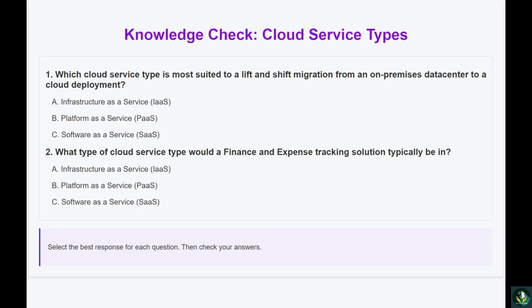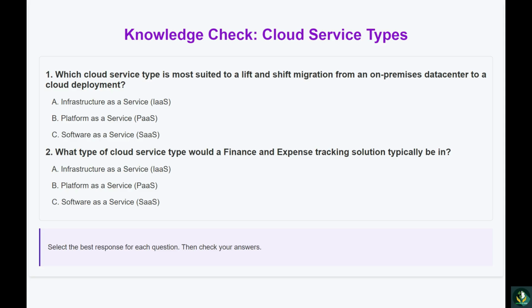Let's take a moment to review our understanding of cloud service types. This knowledge check will help reinforce the key concepts we've covered regarding infrastructure as a service, IaaS, platform as a service, PaaS, and software as a service, SaaS. The first question asks about which cloud service type is most suitable for a lift and shift migration from an on-premises data center to a cloud deployment.